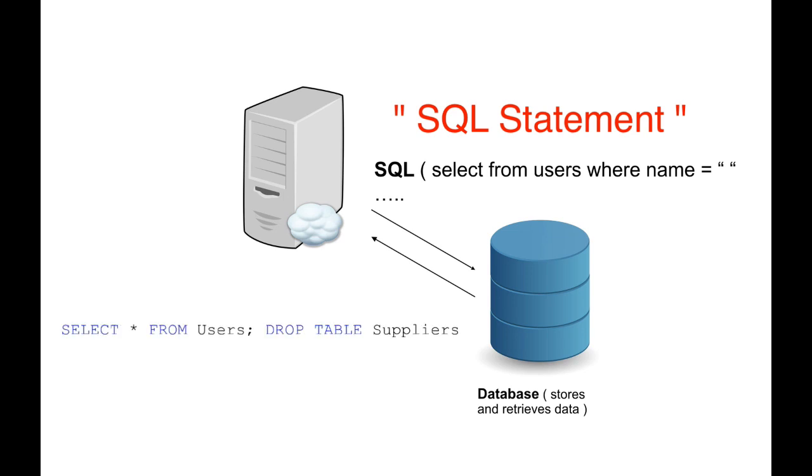There is a group of 2 or more SQL statements that are separated by semicolon. The server processes our request and returns back the results. Up until now, fantastic. It works just fine. Now, where is the vulnerability?